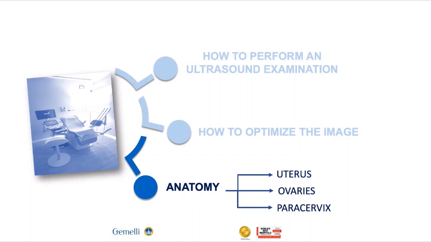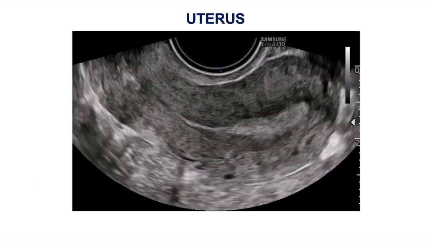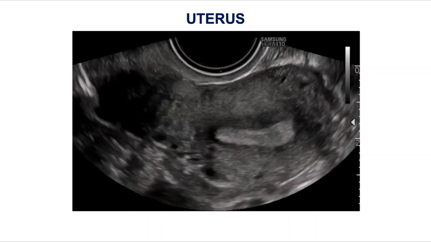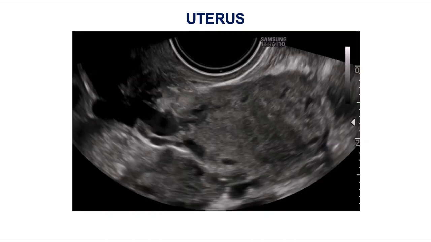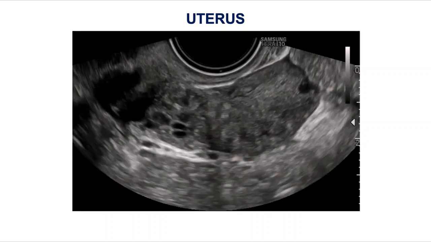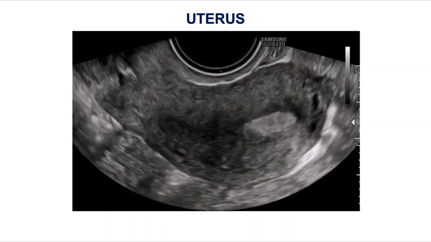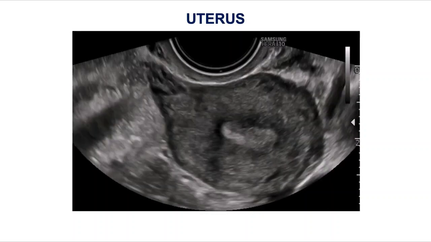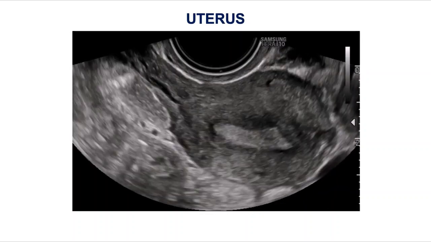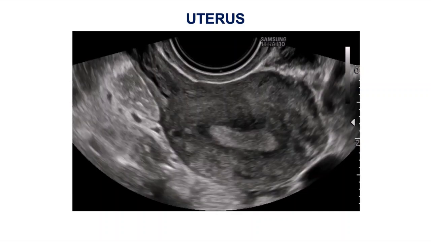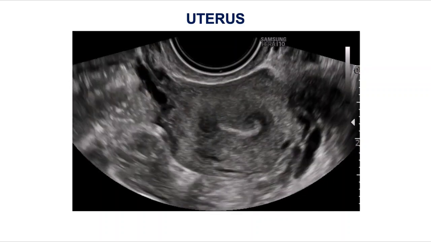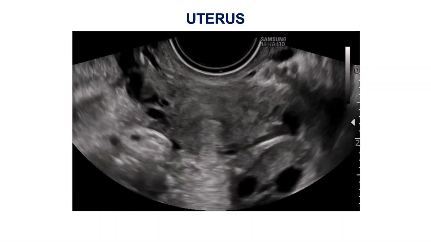Now, how to assess the anatomy of the uterus, ovaries, and then parasites. How to assess the uterus? To assess the uterus, move side to side to admit all the organ in a longitudinal section, and then we can rotate the probe 90 degrees to assess the uterus in a transversal section, moving the probe from the fundus to the cervix.